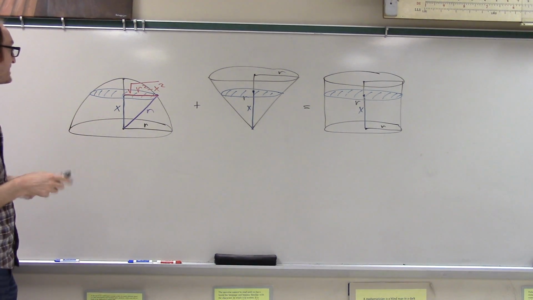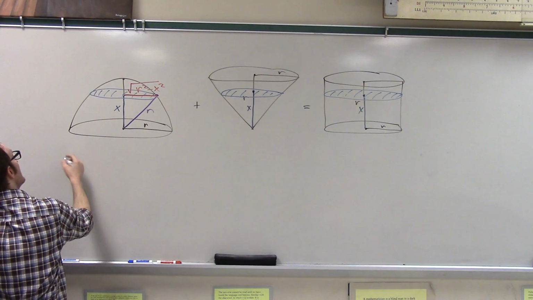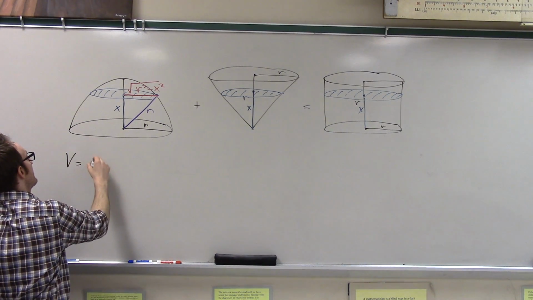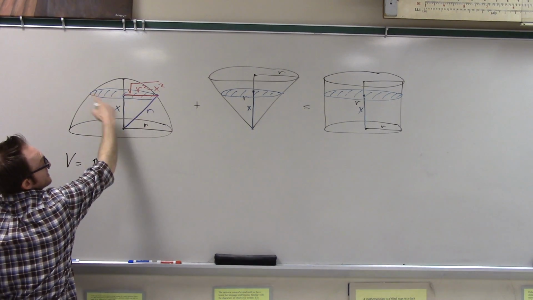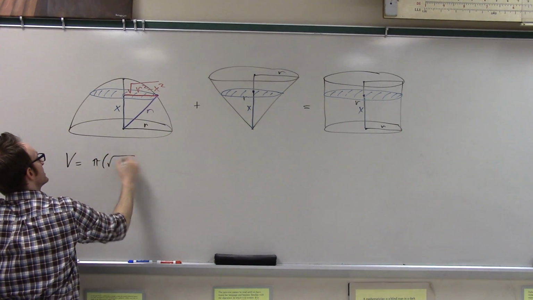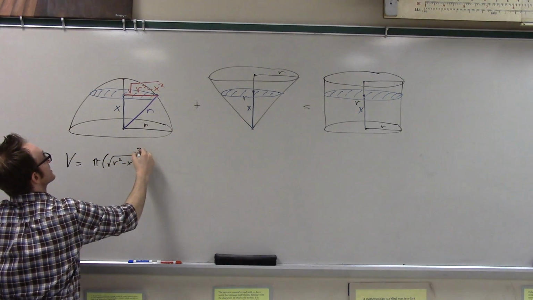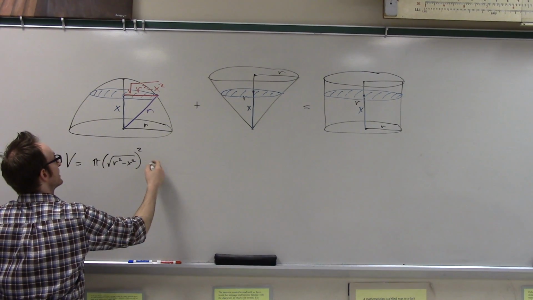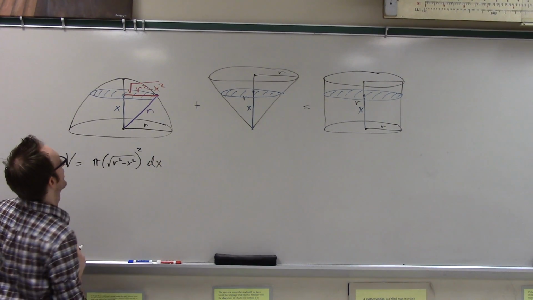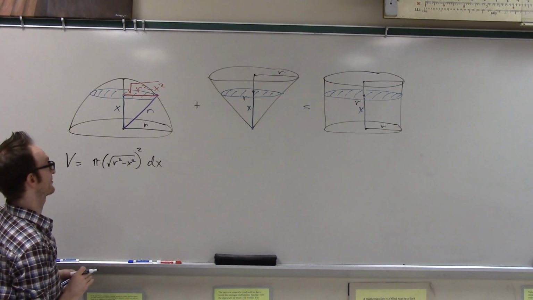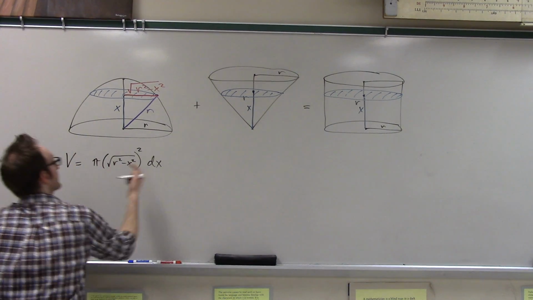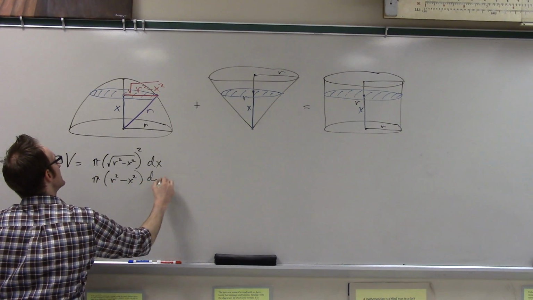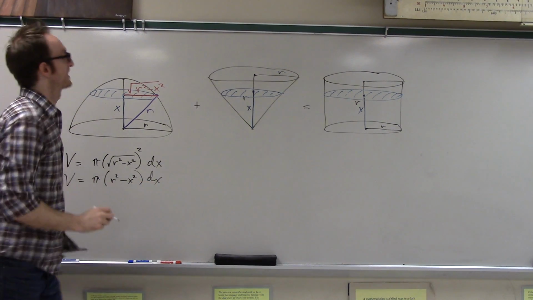All right, thus I claim that the volume of this slice is going to be pi times the radius of that circle squared, which is root r squared minus x squared, squared, and I'll just call this dx for this infinitely thin slice that we're taking. Well, this works out kind of nicely, right? The square root goes away, and this is pi times r squared minus x squared dx. Okay, looking good. How about over here?